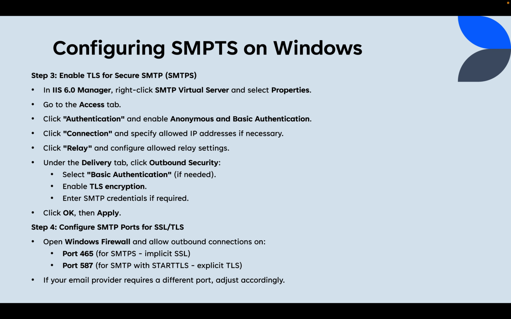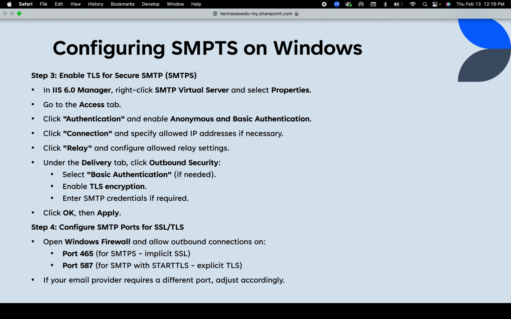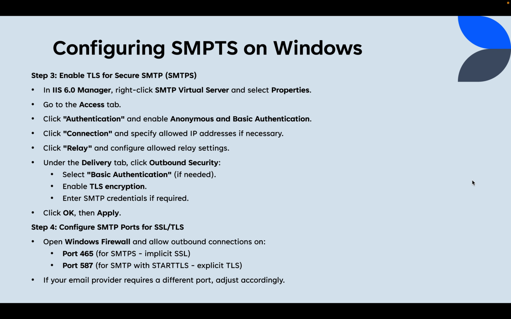So step 3, we have enable TLS for secure SMTP. So we'd right click on the virtual server and click properties, go to the access tab, click authentication, and enable anonymous and basic authentication, click connection, and specify the allowed IP address if necessary, click relay, and configure the allowed relay settings.